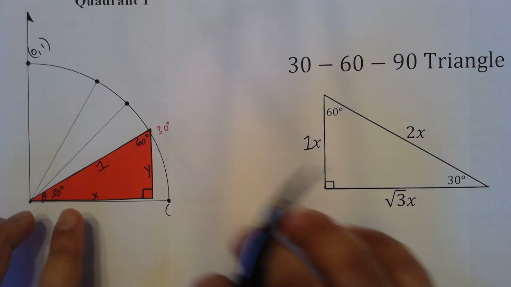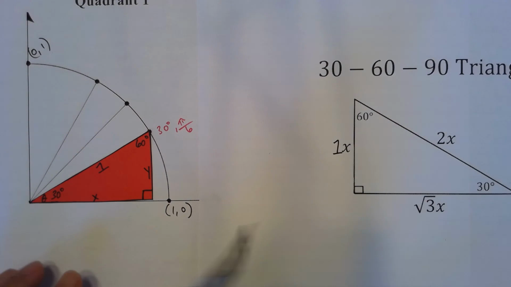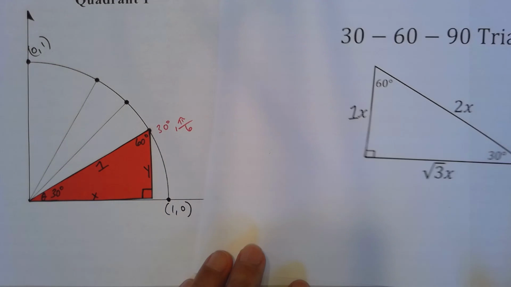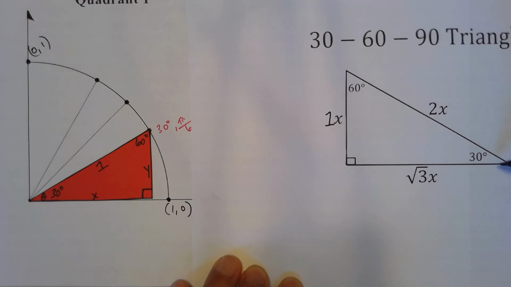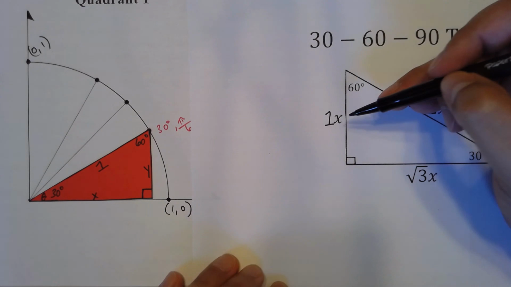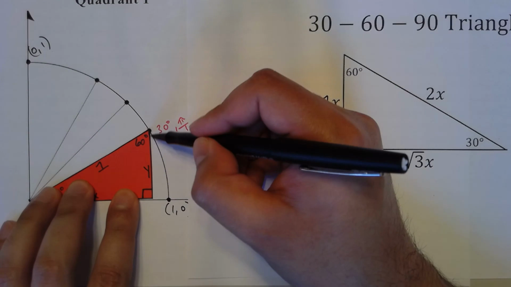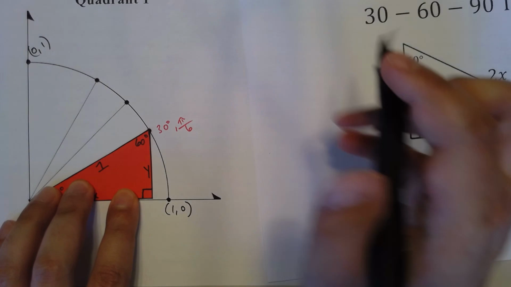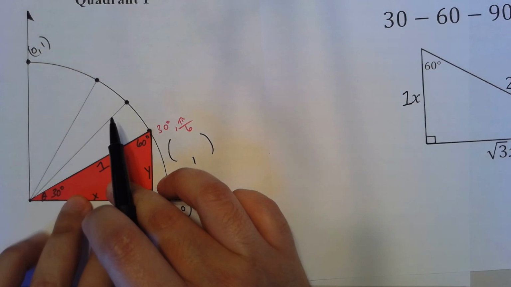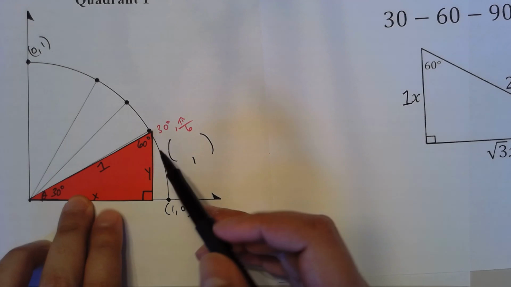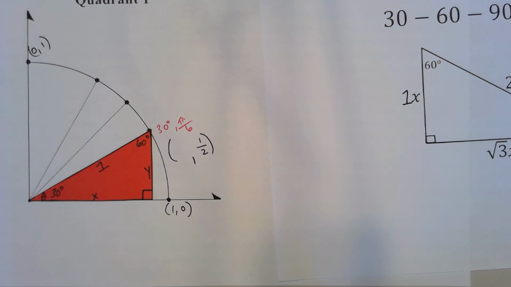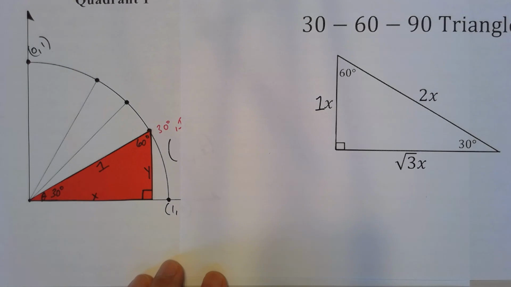Okay, so let's look at this. We know the hypotenuse is 1. So if the hypotenuse is 1, that means the side opposite of 30 is going to be half of that. Well, which one is opposite of 30? This guy right here. Y is opposite of 30. So let me write this down. I have an x and I have a y. I know this is 1. Since this is opposite of 30, it's going to be half of that. So I know y is going to be 1/2, just using my 30, 60, 90.